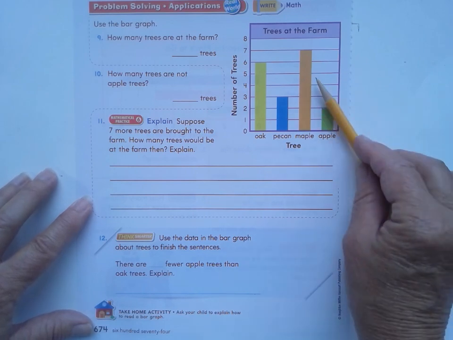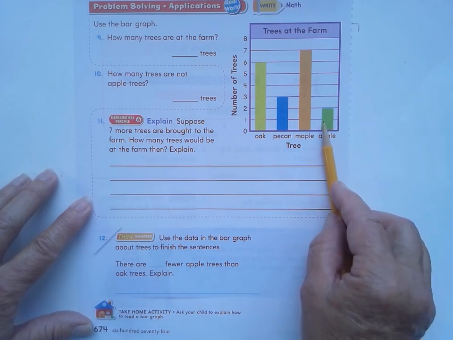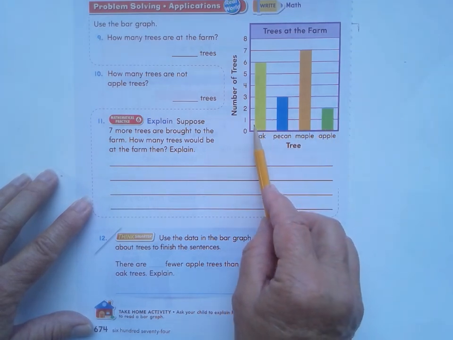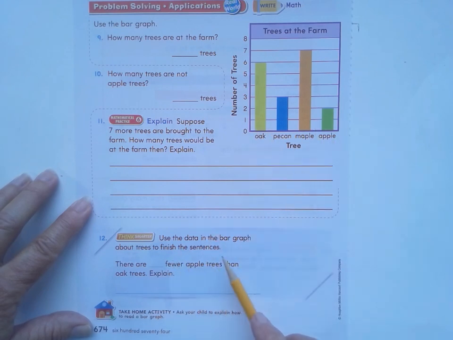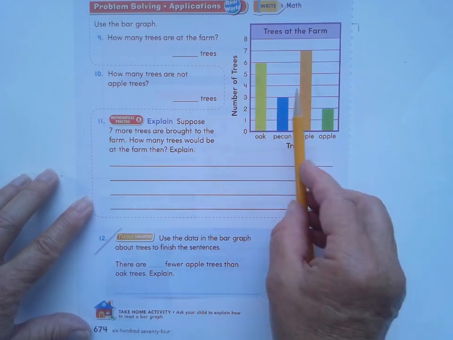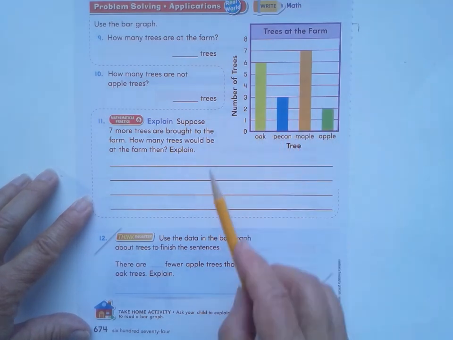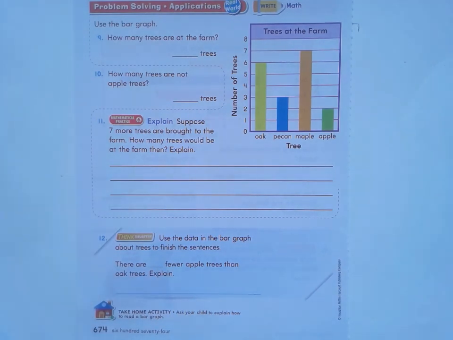And on the bottom it says to use the data in the bar graph about trees to finish the sentence. There are fewer apple trees than oak trees. How many fewer apple trees than oak trees? You need to write a number sentence here to get that answer. And you're going to use the information about apple trees and oak trees to get that answer right there. And when you have completed that, your assignment is done.